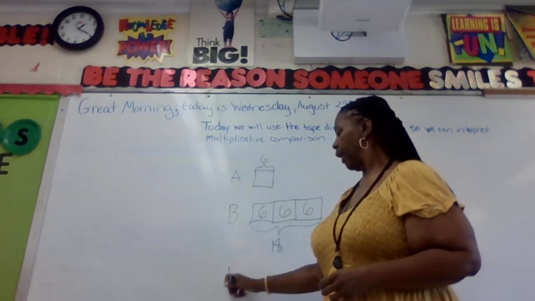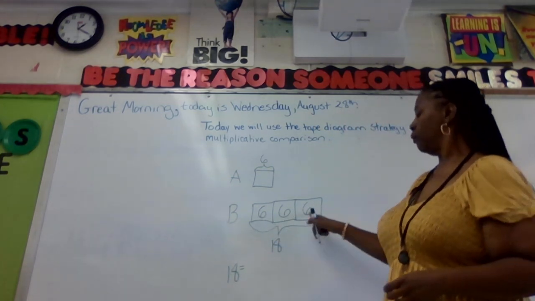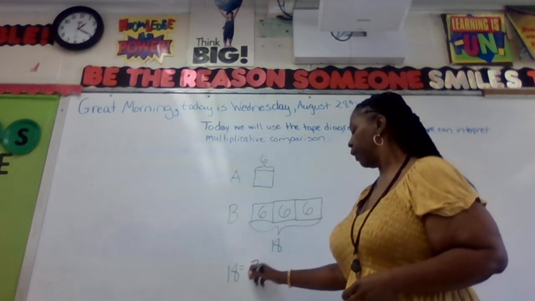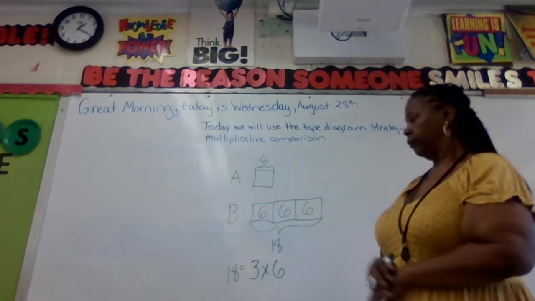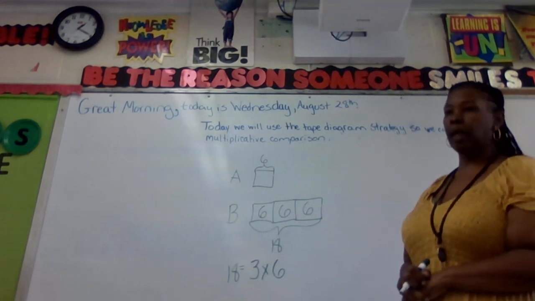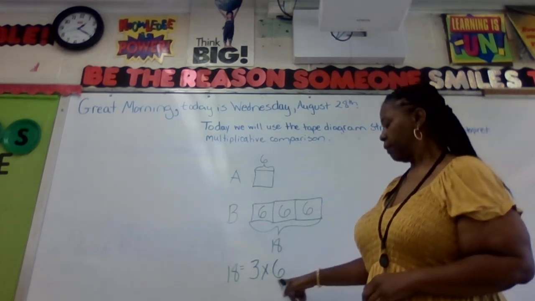So we're going to write 18 equals, how many boxes do we have? 1, 2, 3. There's 3 boxes on our tape diagram. Times how much is in each box? 6. Okay, so the total for B is 18. 3 times 6 is 18.